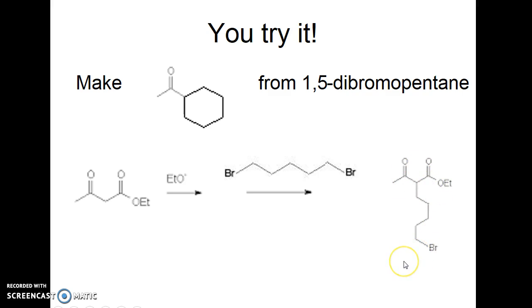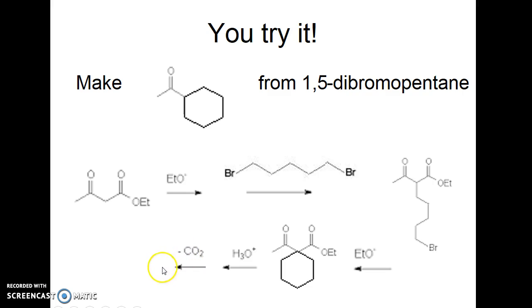Now all I have to do is treat with base again, and what's going to happen? Deprotonation occurs, SN2 on this end of the alkyl halide, and we end up getting this intermediate. I can decarboxylate that by treating with acid and heating. That's going to change that to an acid group, and then it's going to leave as carbon dioxide, and I end up getting the product that I want.